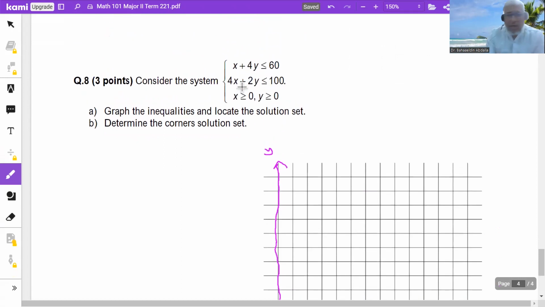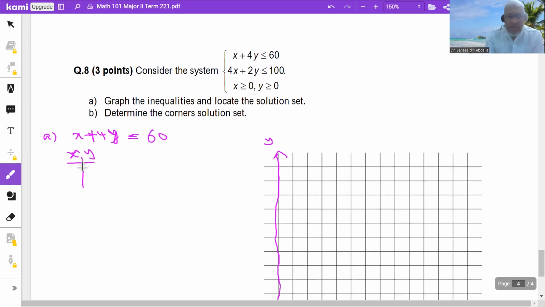Let me start with the first inequality. I have x plus 4y. Well, to graph the inequality, we first graph the equation. And the graph of the equation is a straight line. And to graph a straight line, the best way is to replace x by 0, and you solve for y. So 4y would be 60, y would be 60 over 4, which is 15. This is the first point, 0, 15. And the second point, you put y 0, then you get x equals 60.